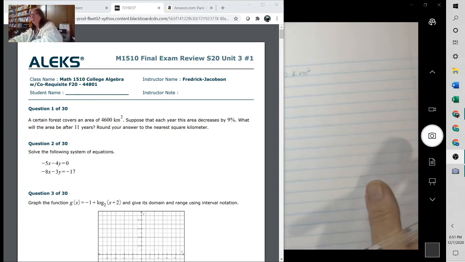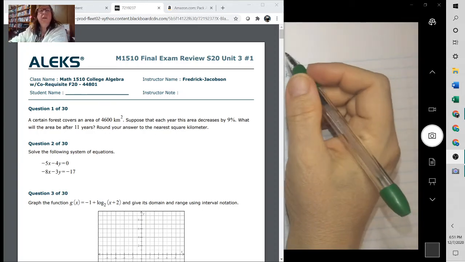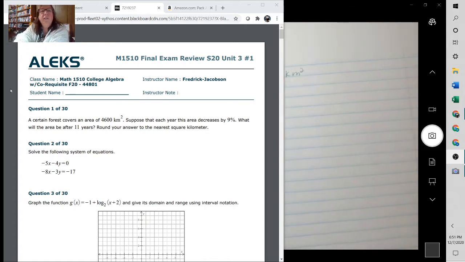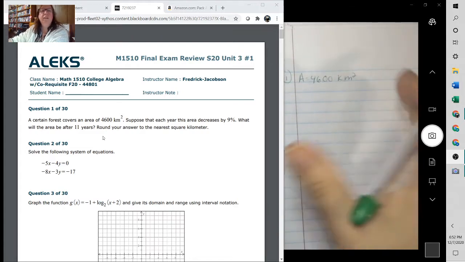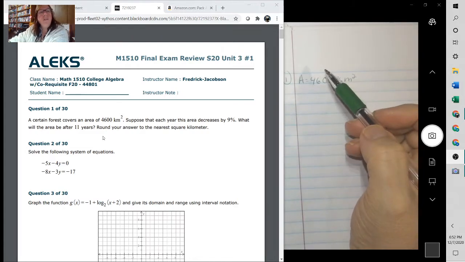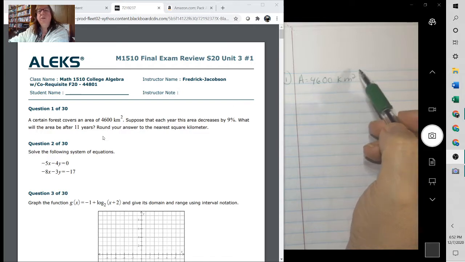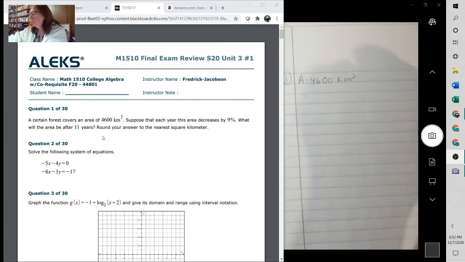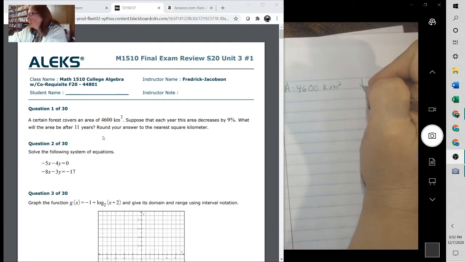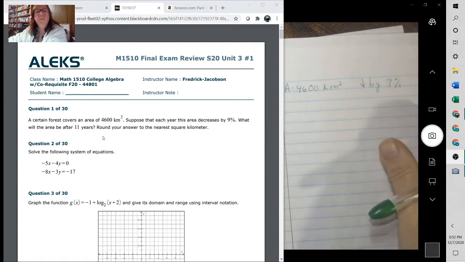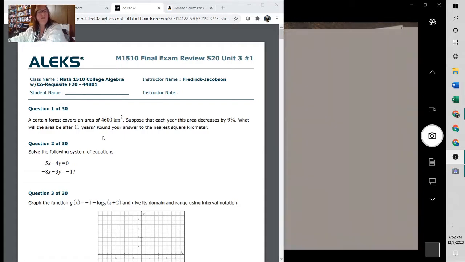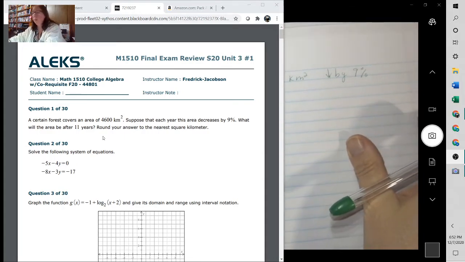Hello. So today we're going to go over the Final Exam Review, Unit 3, Number 1. And Number 1 states, a certain forest covers an area of 4,600 kilometers squared. Suppose that each year this area decreases by 9%. What will the area be after 11 years?